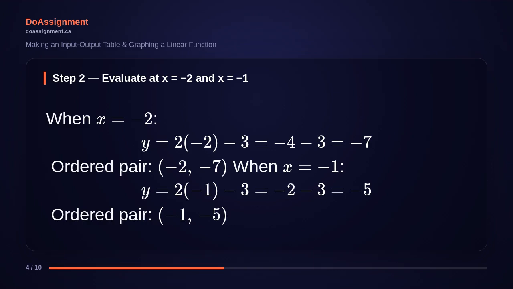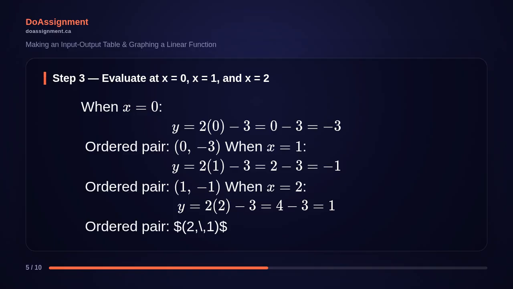Plugging in x equals -2, 2 times -2 is -4, and -4 minus 3 is -7. So our first ordered pair is -2, -7. Next, x equals -1, 2 times -1 is -2, and -2 minus 3 is -5. That gives the ordered pair -1, -5.